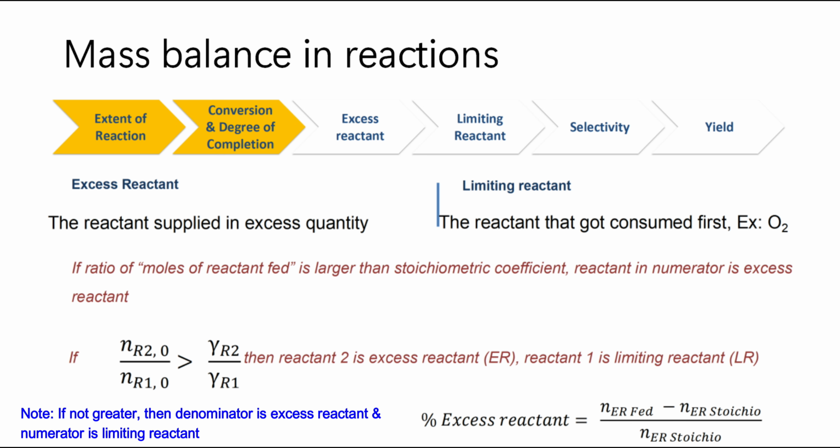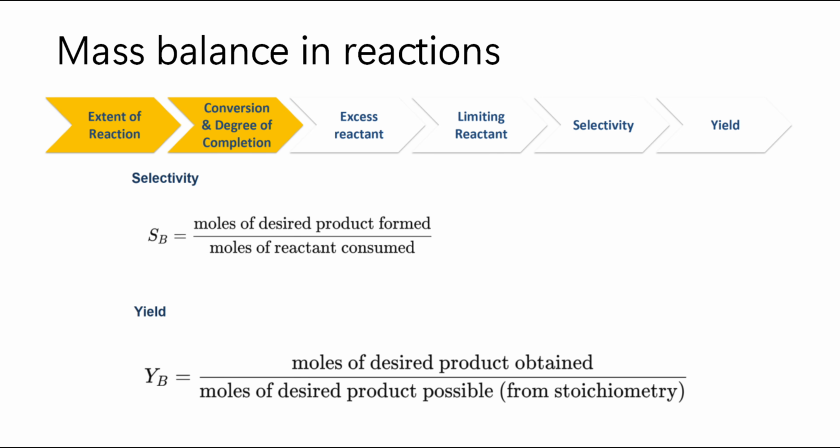To find the percentage excess reactant, we have to find the number of moles of excess reactant fed into the reactor minus the number of moles of excess reactant required as per the stoichiometry, divided by the number of moles of excess reactant required as per the stoichiometry. The last slide is selectivity and yield. If two parallel reactions are happening, there will be two types of products. Moles of desired product formed by moles of reactant consumed is called selectivity. Moles of desired product formed divided by moles of desired product possible is called yield.